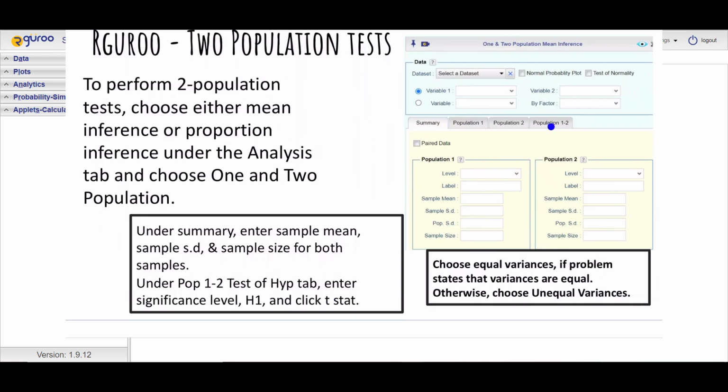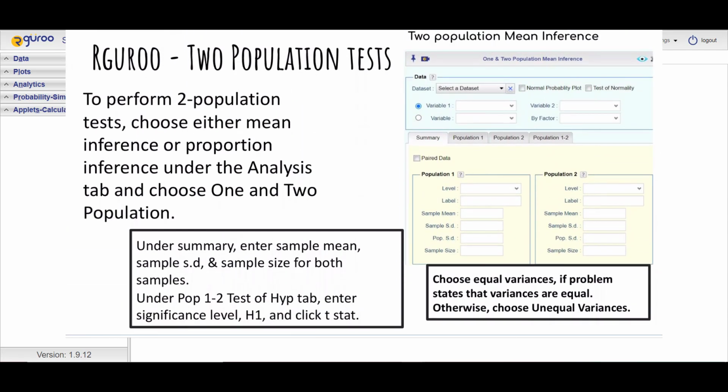Also, when you get to the 1 and 2 population tab, one of the boxes that you can check is that the variances are equal. Normally, these will not be equal, but please carefully read your problems through, because sometimes it will tell you in the problem that the variances are equal. And if they are, you want to make sure you check that box. Now, it's not here on this little screen. It's when you click population 1-2.